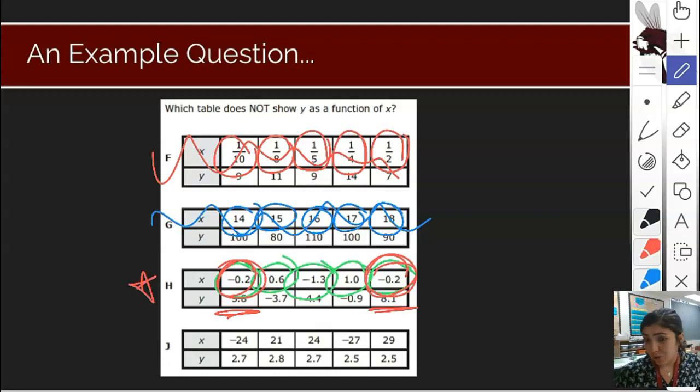We check the last answer choice because that's good test taking habits. We've got negative 24, 21, 24, negative 27, and 29. Those are all unique numbers, so this is also a function because there's a one-to-one relationship. We would therefore choose answer choice H as the example that is not a function, that does not show y as a function of x.